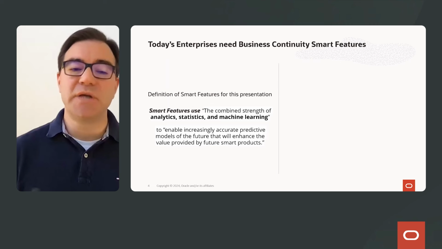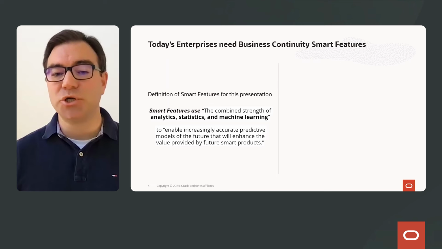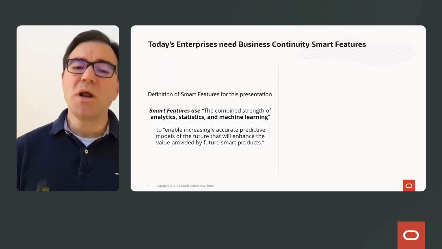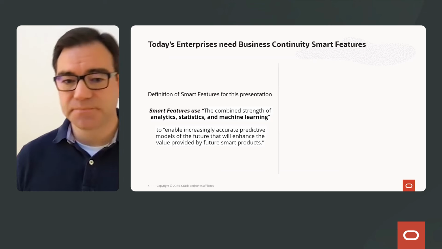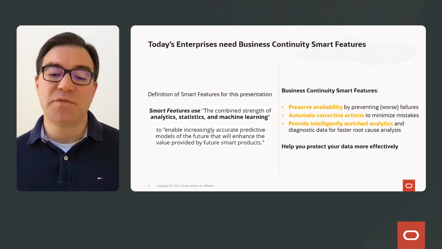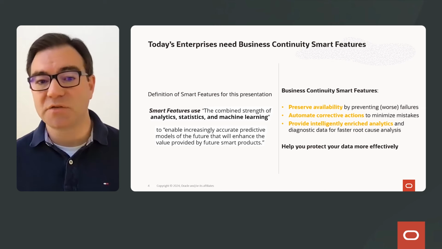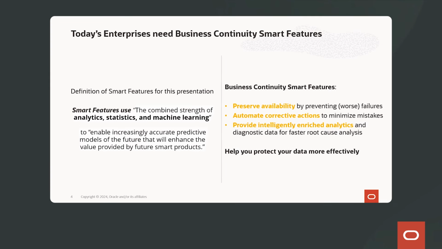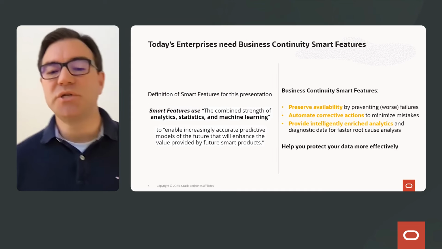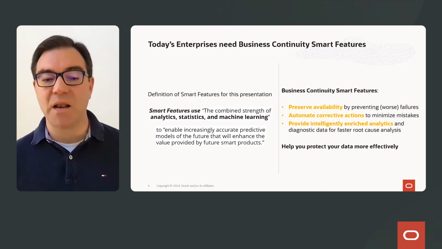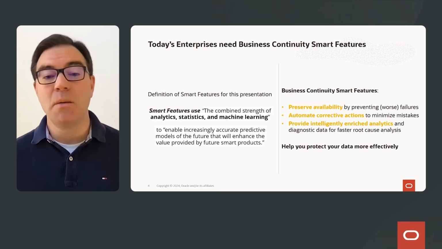I will also say that today's enterprises need business continuity smart features. But what are business continuity smart features? Business continuity smart features are those features that preserve availability by preventing worse failures from happening. They are features that automate corrective actions to minimize mistakes and/or provide intelligently enriched analytics and diagnostic data for faster root cause analysis. Or in short, business continuity smart features are those features that help you protect your data more effectively.